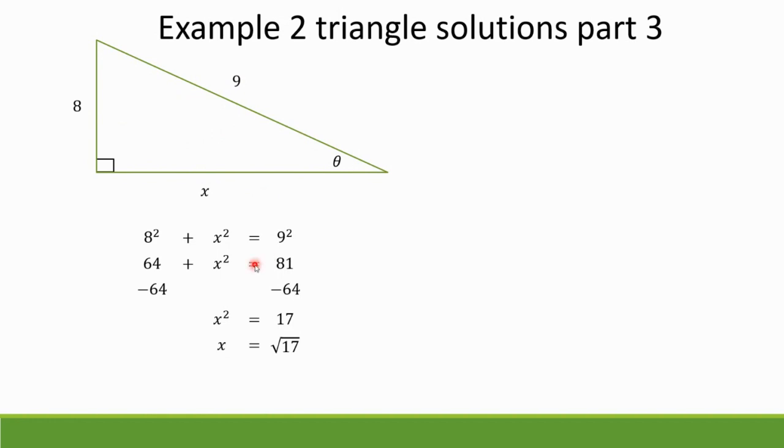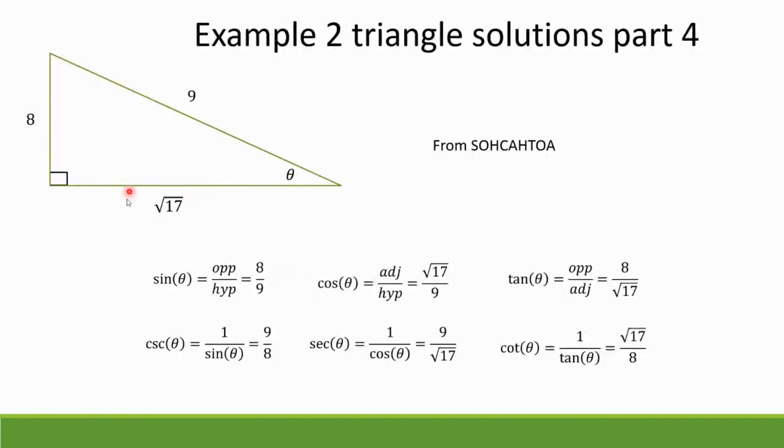Now, we want to figure out what x is. 8 squared is 64. 9 squared is 81. So let's subtract 64 from both sides. We want to get x squared all alone. We get x squared equals 17. So x has to be the square root of 17. So the adjacent side has length square root of 17.